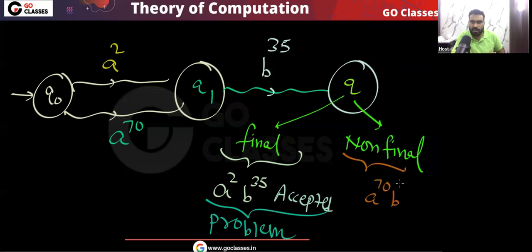A power 70, B power 35. This is rejected. Should I reject this string? Let me know. This string is rejected, so this is another problem. So whatever you do, there is a problem.